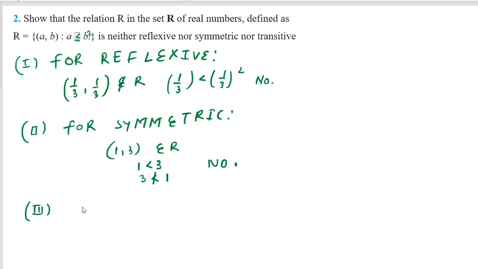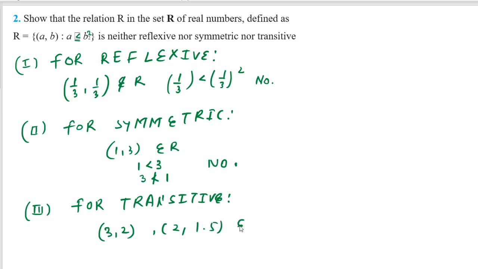For the third part, for transitive, what you will do? Like you have taken 3 comma 2 and 2 comma 1.5 belongs to R. You can see one thing, 3 is less than 2 square, 2 is less than 1.5 square, but 3 is not less than 1.5 square. So it is not the transitive one.